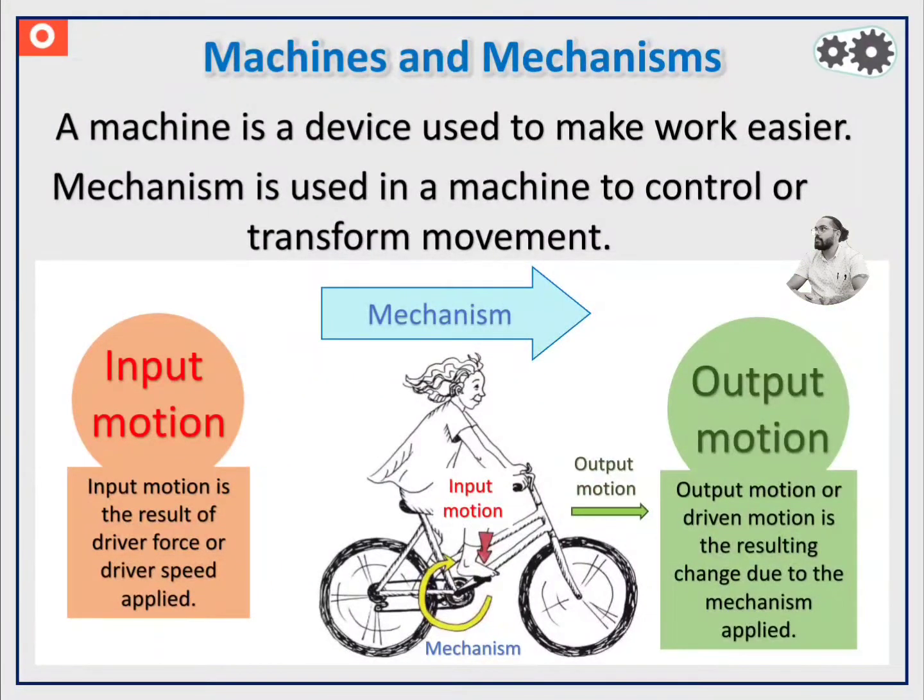To understand mechanisms, first we have to understand machines. So what is a machine? A machine is a device used to make work easier. Therefore, the mechanism in that machine is used to control or transform movement. In other words, input motion is converted into output motion through mechanisms. For example, for a bicycle to go forward, the input motion will be the force you apply on the pedals, and then to transmit the force to the wheels, mechanisms are used.